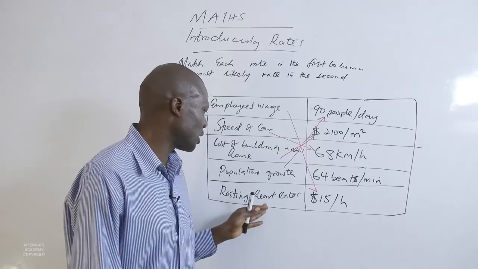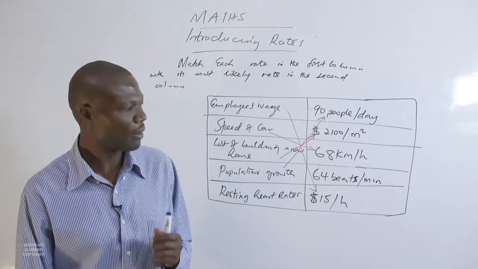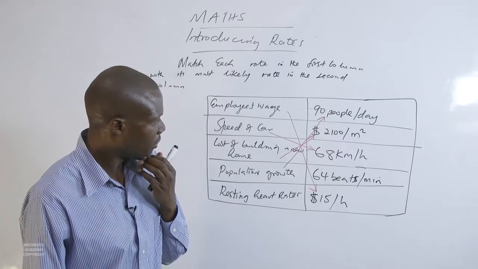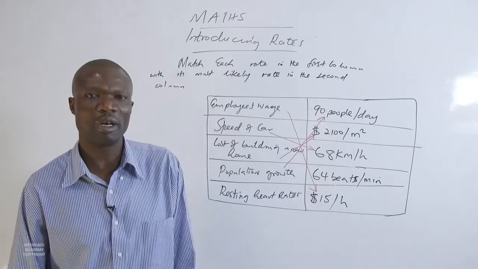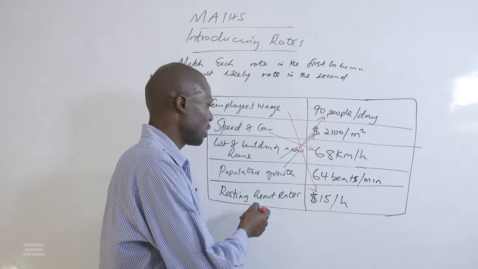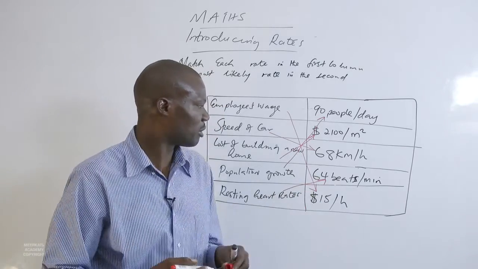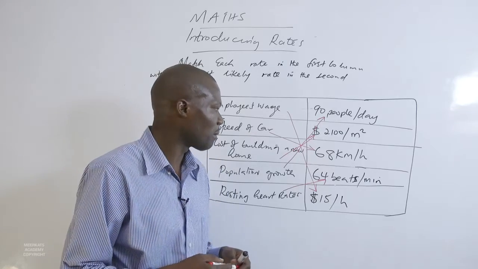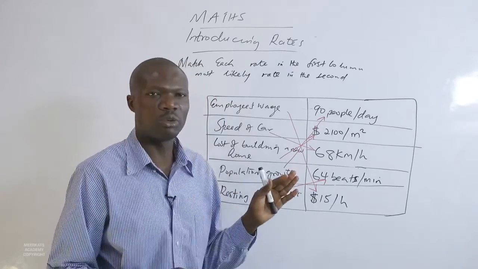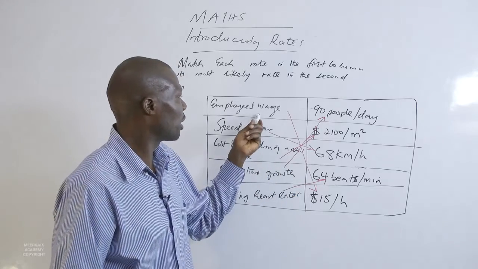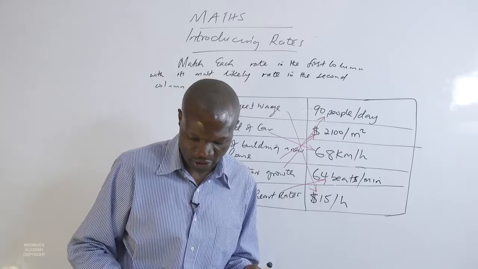And the last one, which is resting heart rates. Heart rate is measured by heartbeats, and the only heartbeat we have here is 64 beats per minute. Therefore, resting heart rate will be measured by 64 heartbeats per minute. That is what we mean by looking at the situation and the kind of rate that will apply with that situation.